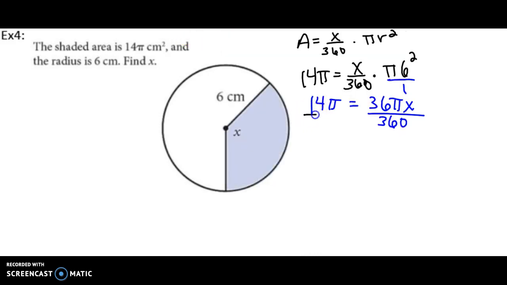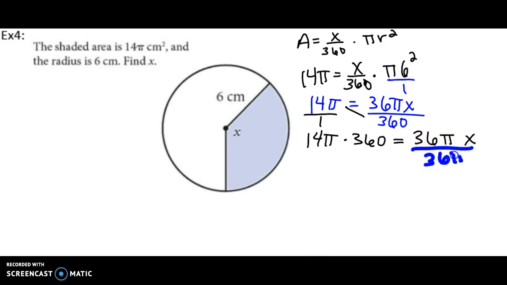I'm just going to go ahead and put both sides, go ahead and put the 14 pi over 1 and then cross multiply. So from there I can take 14 pi times 360 equals 36 pi times x times 1, but you don't need the 1. So what we can do over here to get x by itself, we can divide by that 36 pi.